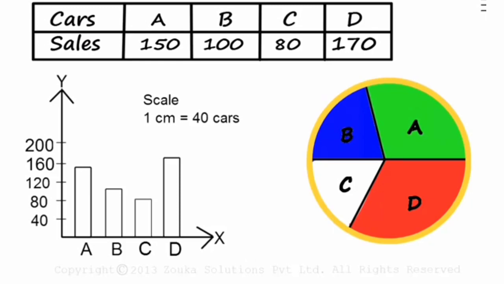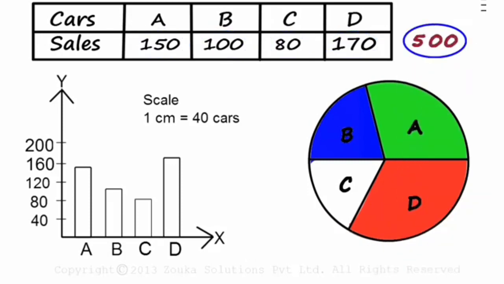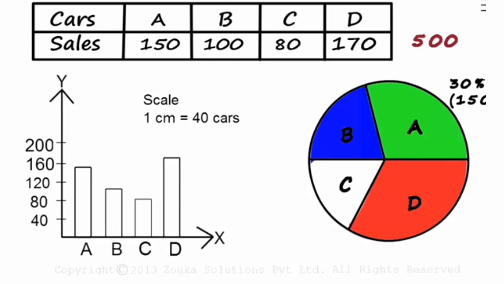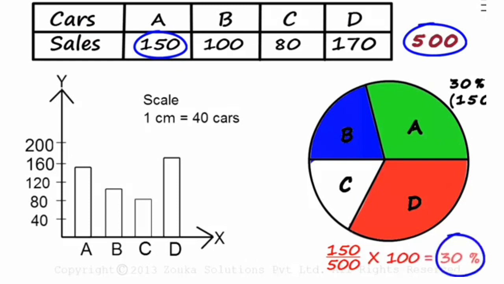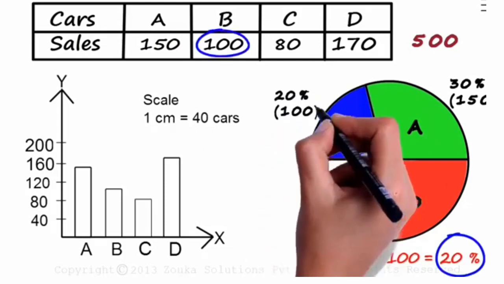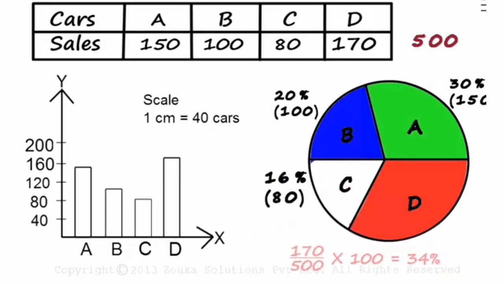Assume this entire circle represents the total number of car sales. These 4 sum up to 500. 500 cars were sold that month. This region A represents 30% of the total sales, which is 150 cars. How did we get this 30%? 150 divided by 500 multiplied by 100, and that's 30%. In the same way, B represents 20%, which is 100 cars. C represents 16%, which is 80 cars. And D represents 34%, that is 170 cars.